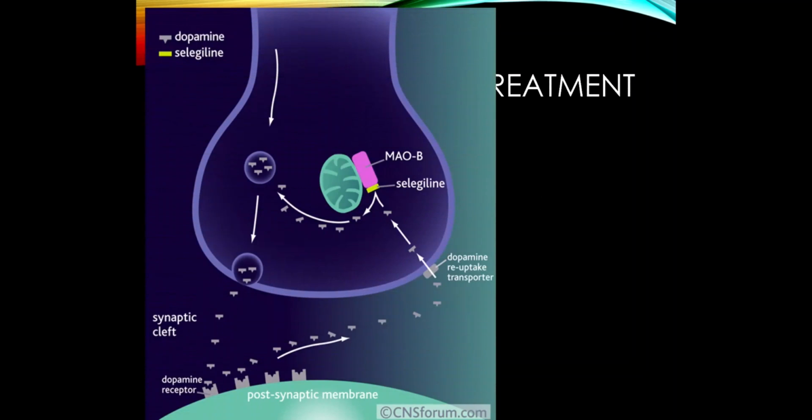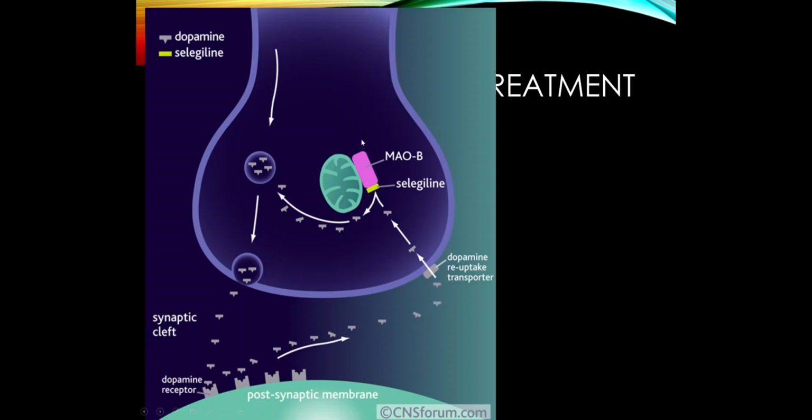All right, so here is dopamine in synaptic vesicles being released. It gets taken back up by the dopamine transporter. Again, we can assess that using the DAT scan. We see a lot of dopamine uptake here. That suggests a healthy dopaminergic system.